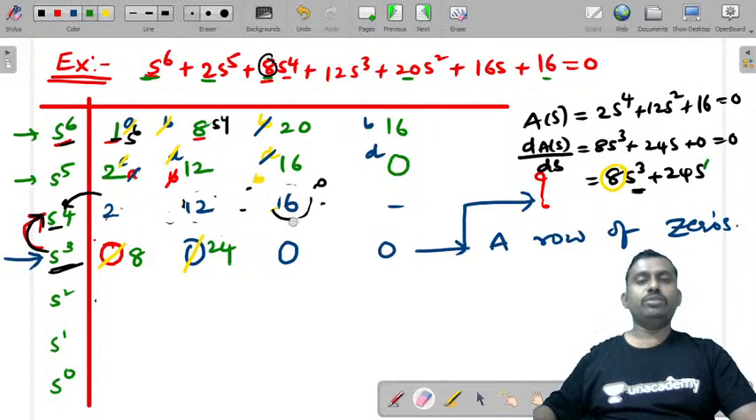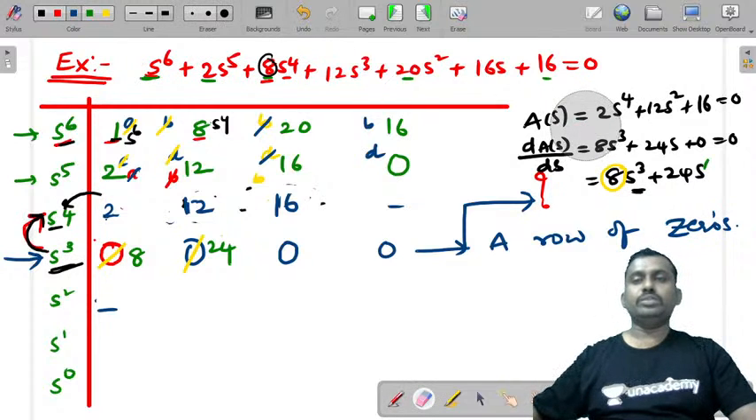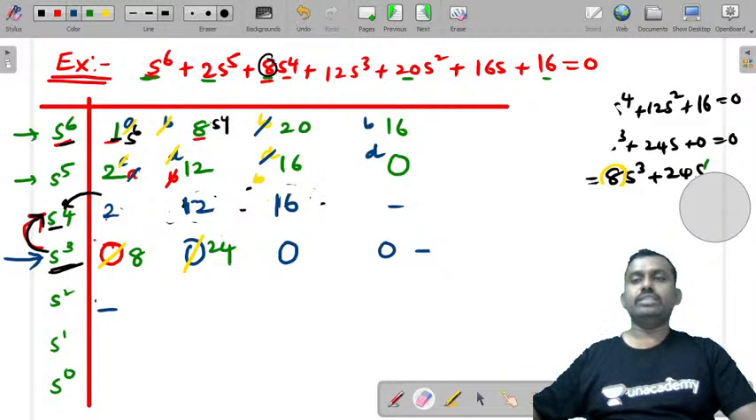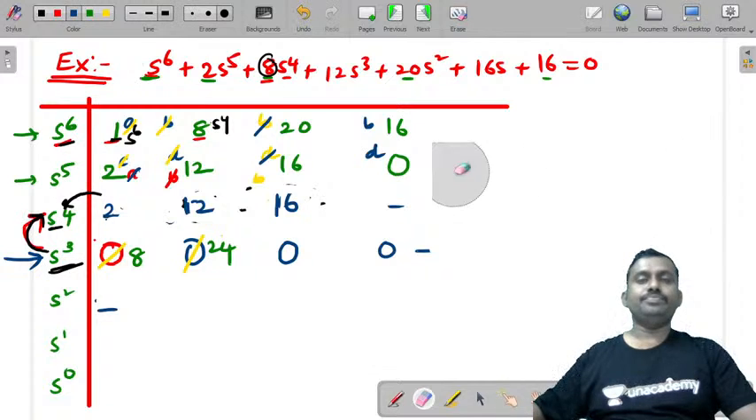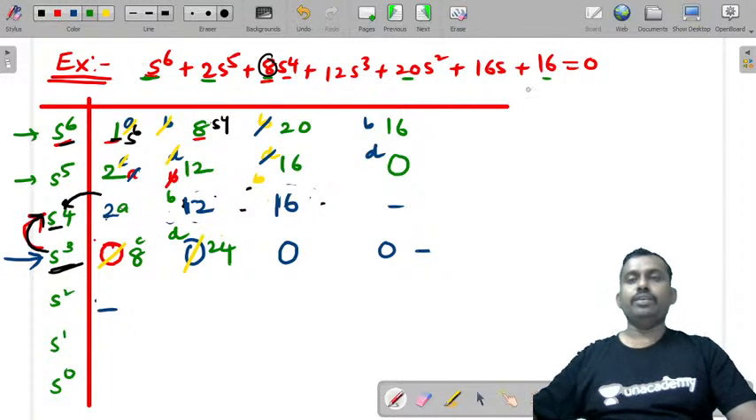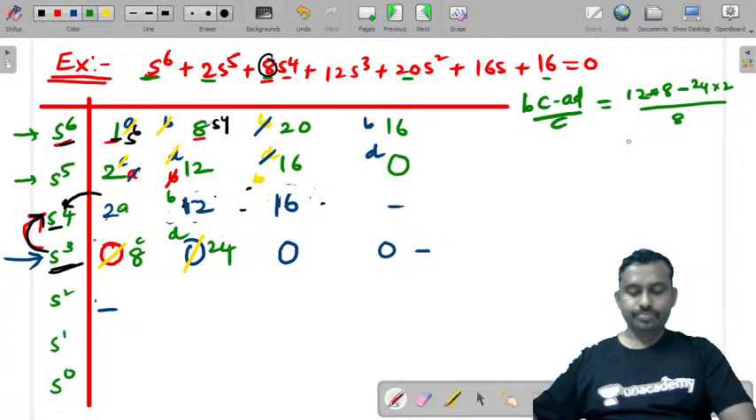Hope this is clear for you. I'll also repeat this once again, don't worry. This is 16, this is 12, and this is 2. Now this is 8 and 24. How to find this again? Now coming back to our procedure, you might have understood this auxiliary equation. So what is this A? This is A, this is B, this is C, and this is D. Now what is BC minus AD by C again? This B value 12 into C which is 8, minus 24 into 2, by 8, right?